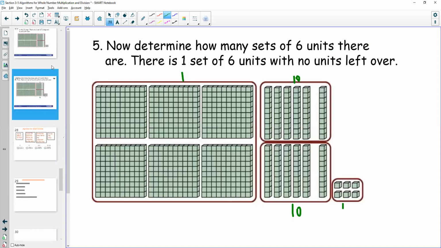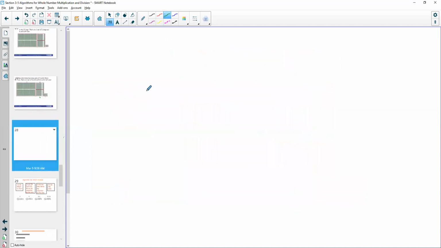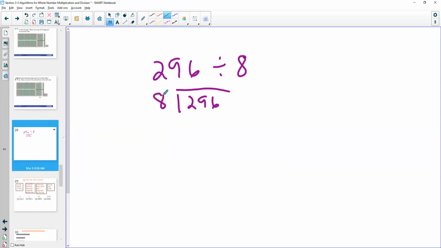Oh, wait, no, I want to do a different one. I have an example. I'm going to make us a new page if I can figure out how to do that. All right, so let's try 296 divided by 8. Okay, so you try it, partial quotients. Okay, so for me, I'm going to set it up. All I do is think about what's easy.